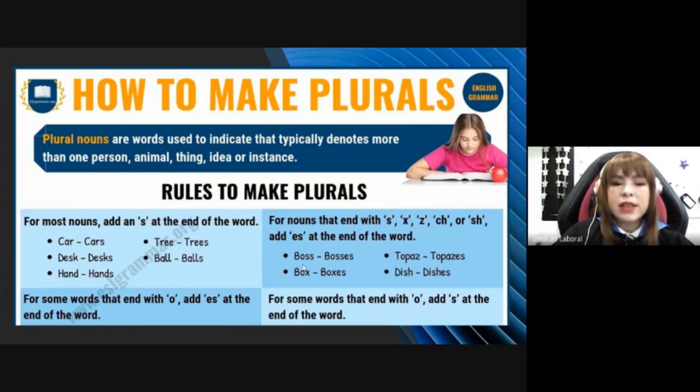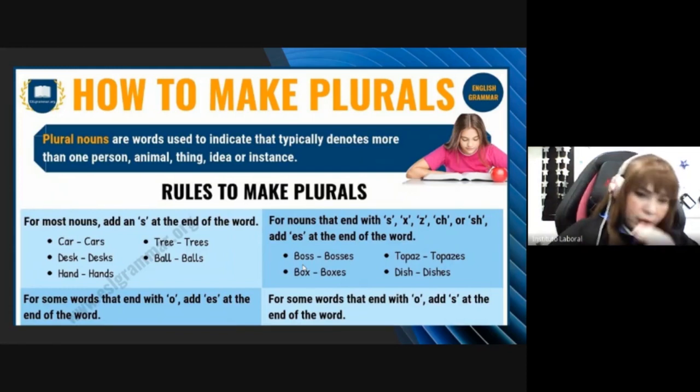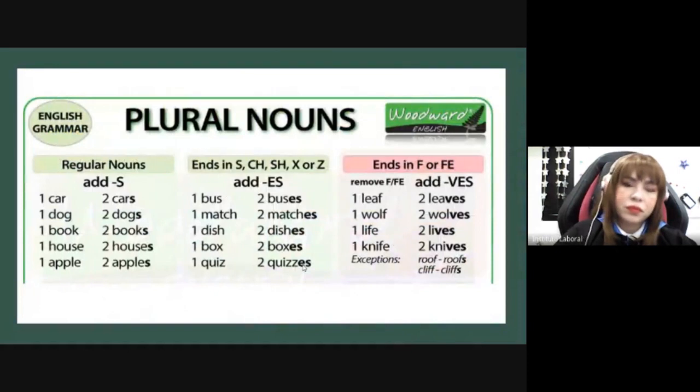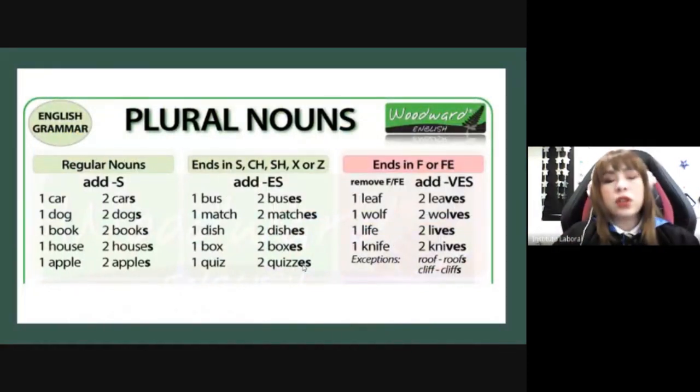For some words that end in O, we need to add the extra syllable, ES, at the end of the word. But for others that end in O, we just need to add the S at the end of the word. Here we have the rules to clarify your doubts.